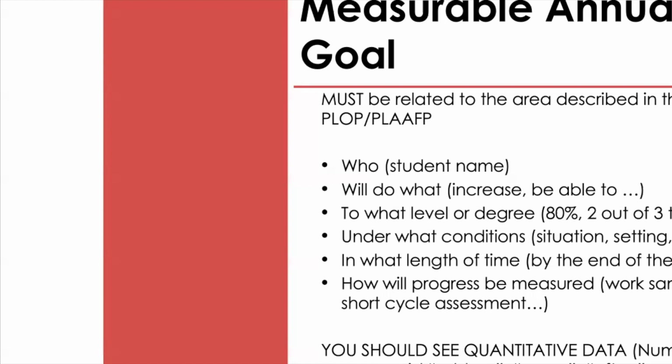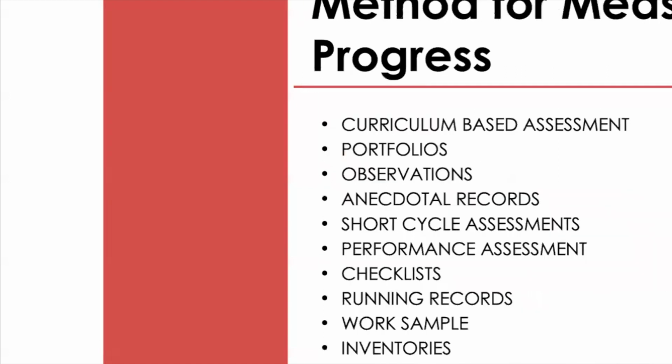And how will that progress be measured? Will it be a work sample, a rubric, short cycle assessment? Make sure you're clear on how you're collecting that data. You should see quantitative data, those numbers in these areas. Avoid terms like seldom or never or often. So what are your methods for measuring progress?